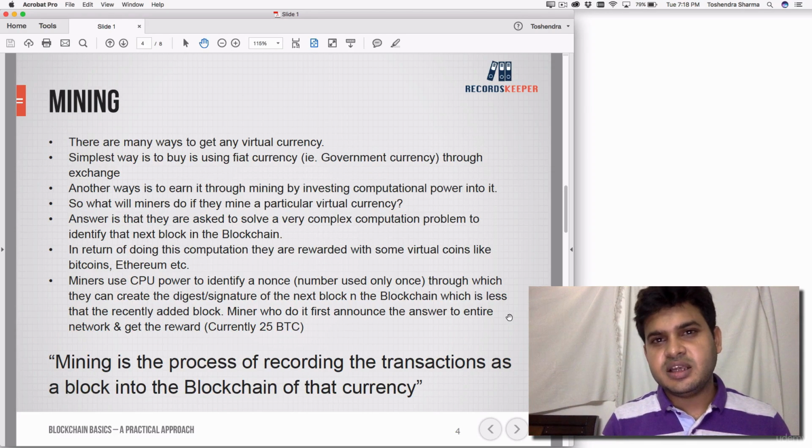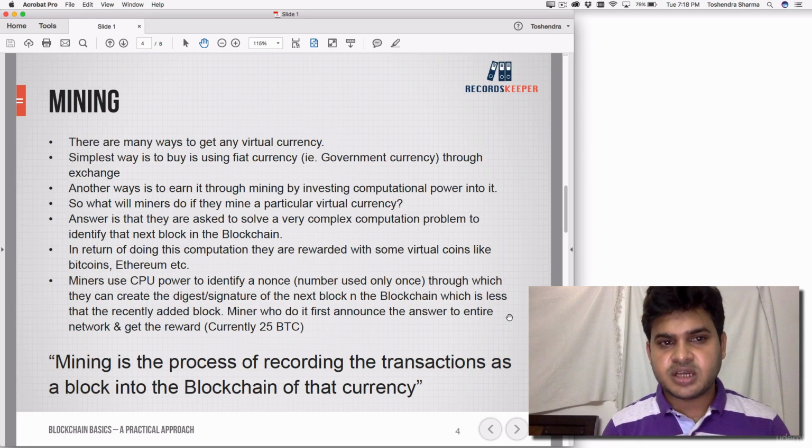Of course, earning Bitcoin is difficult. There are many ways to earn a virtual currency, any virtual currency, not just Bitcoin. There are multiple virtual currencies actually. The simplest way is to buy a virtual currency like Bitcoin using fiat currency. Fiat currency is like government legal tender, actual legal currency, through some exchange. There are many exchanges in the US and other parts of the world where you can actually buy Bitcoins.